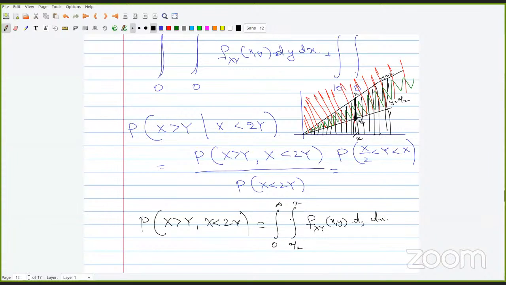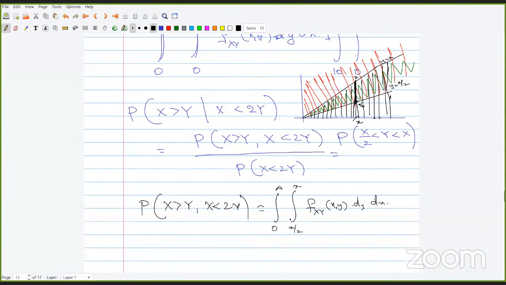And for x, the limit won't change; it will be from 0 to infinity. That is why we fix x first. Fix one thing first, then compute the limits of the other random variable in terms of the fixed random variable. That is how you should do it. So these will be the limits, and this we know: it is e to the power minus x minus y. Right? So you just compute the answer.